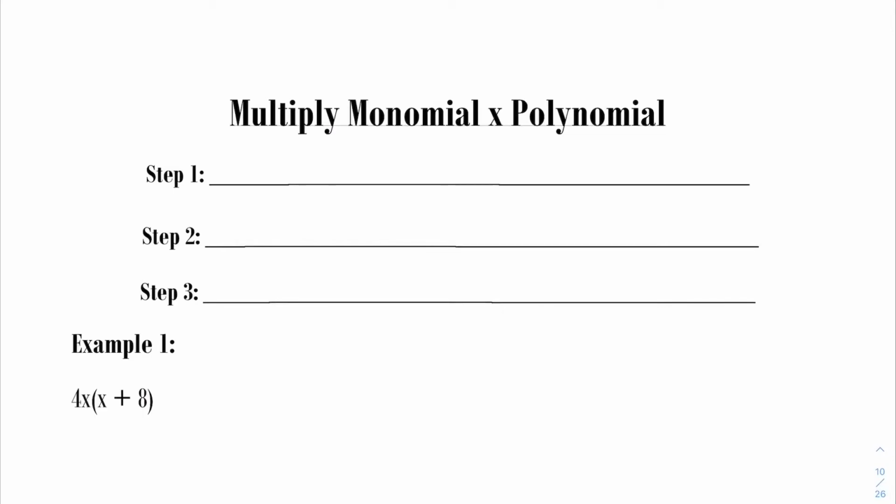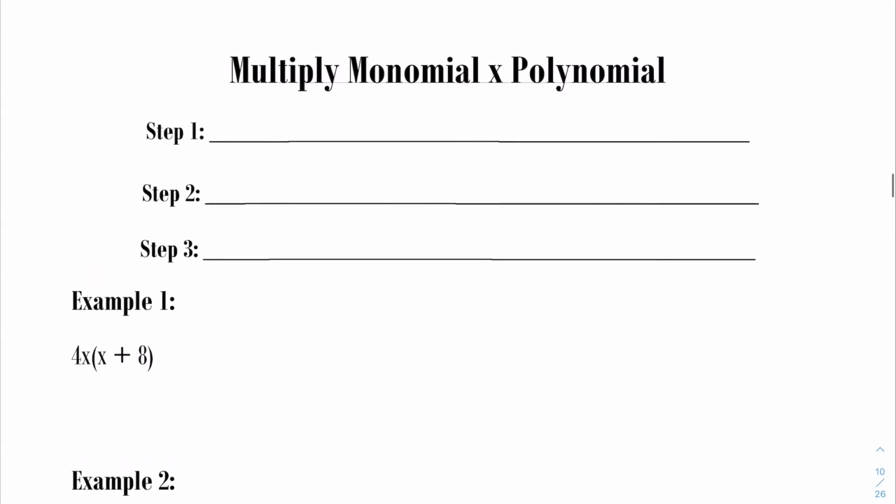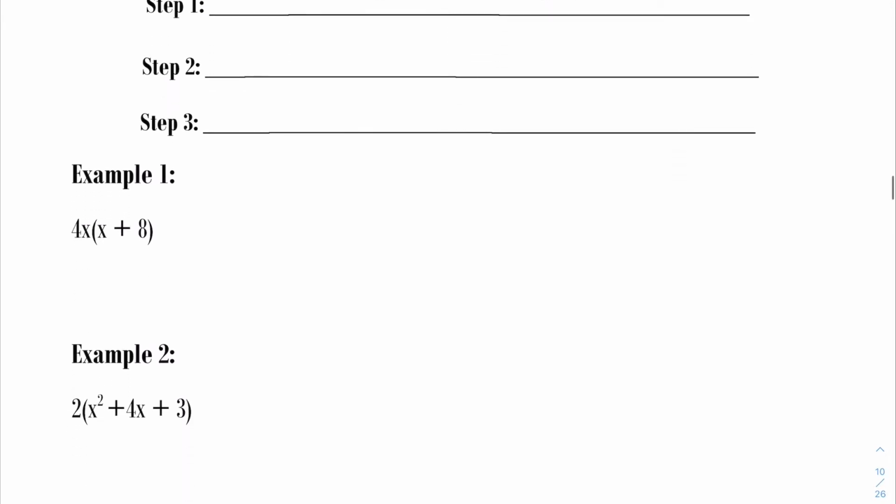The new part for multiplying is a monomial times a polynomial. Well, actually, even this is only slightly new. The only new part is that now you know how to deal with exponents. So let's just go through some examples, and then we'll go back and fill in those steps.